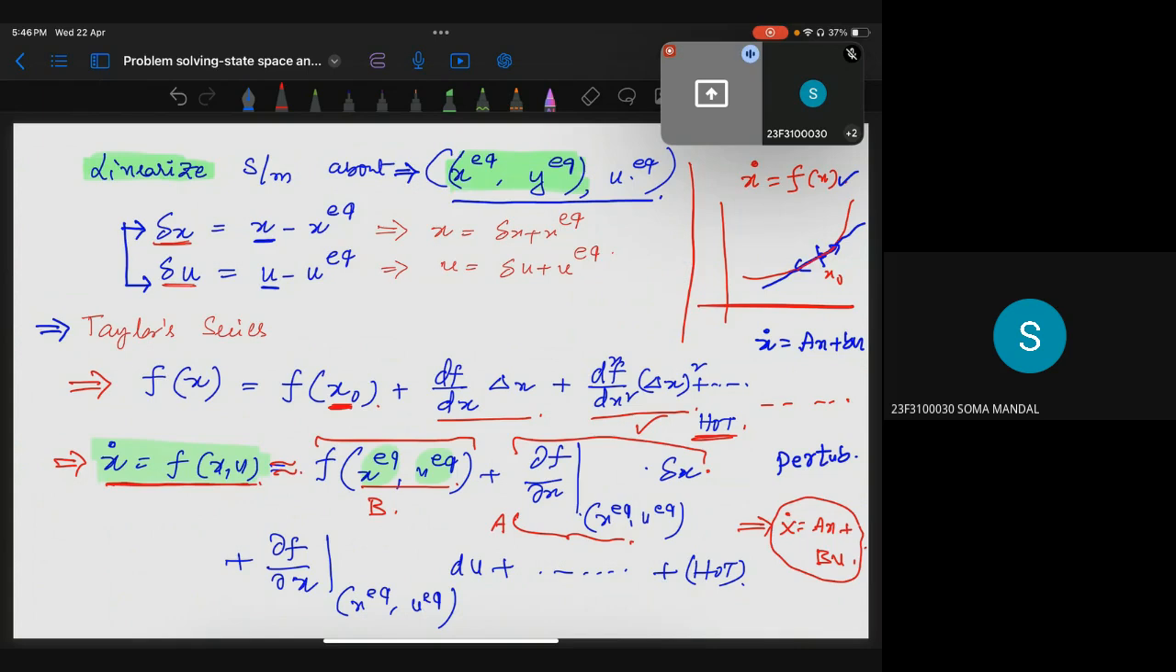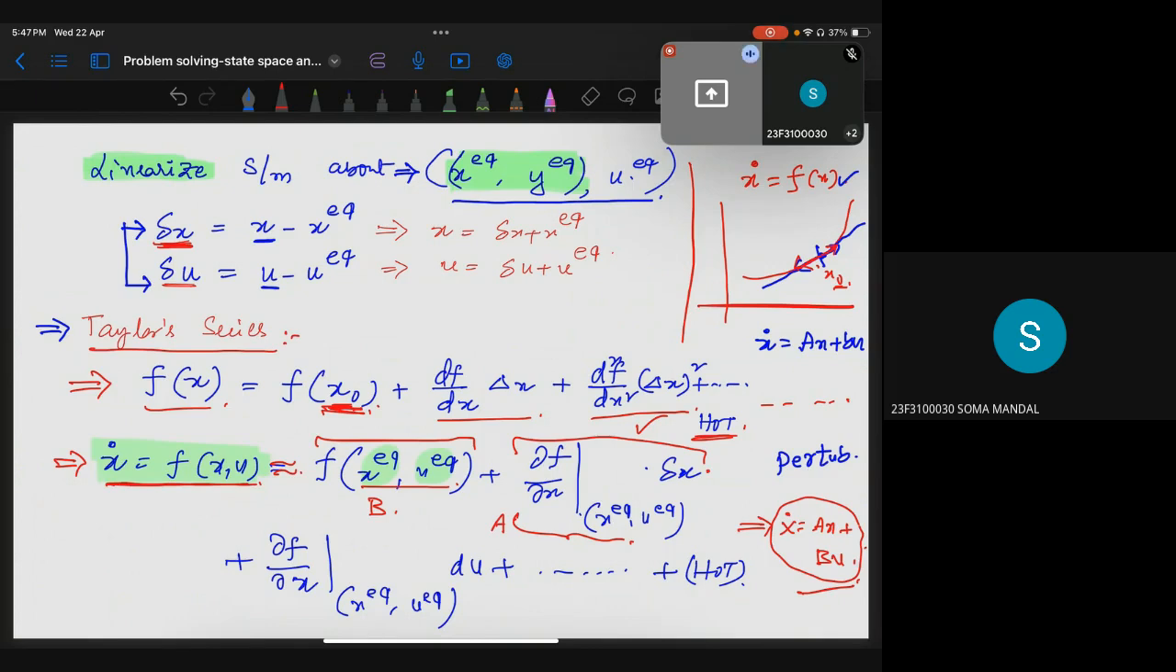If you know the equilibrium point x naught, the function will act like a linear function for a small strip of delta x. Then we use the Taylor series to represent that function at x naught as a small straight line equation, which we call x dot is equal to ax plus bu. That is how we approximate nonlinear functions to linear functions.